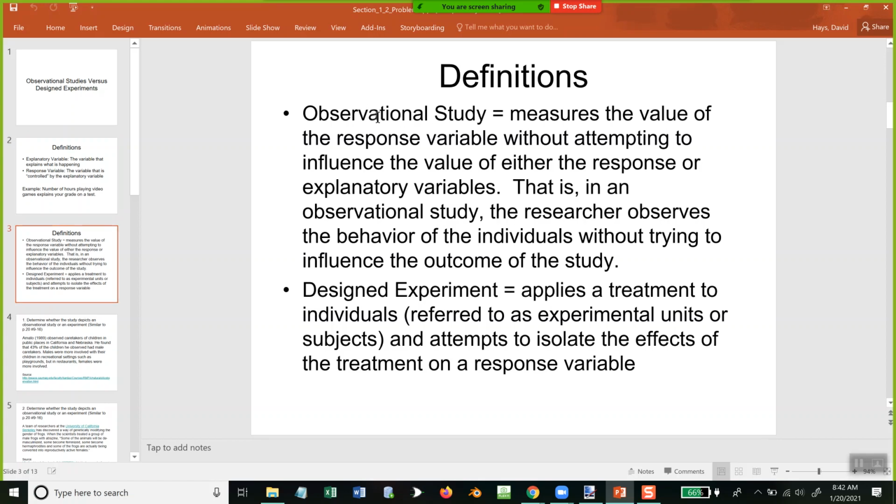Observational study, that's where you observe it. You don't try to influence it. Now, by you being in a classroom, are you altering your behavior? You are. If you're being observed, you react differently, right? So this is kind of hard to do, and we'll talk about different ways you can do that. Designed experiment, that's where I'm applying some kind of treatment.